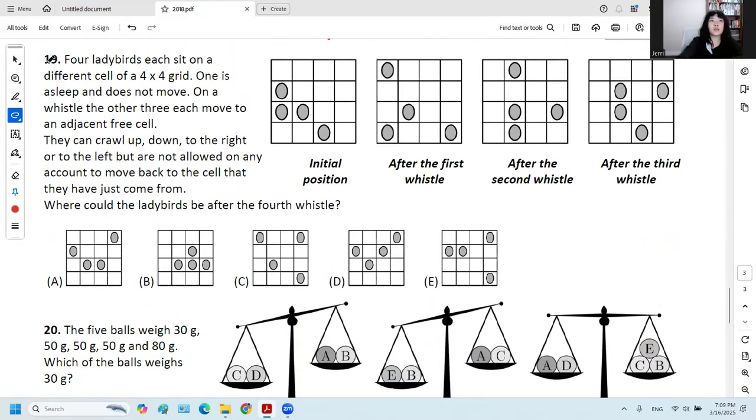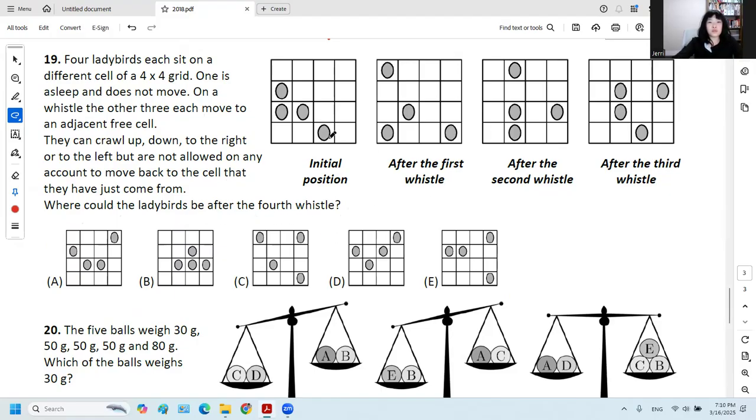Question number 19. 4 ladybirds sit on a different cell of a 4 times 4 grid. One is asleep and does not move. On a whistle, the other 3 each move to an adjacent free cell. They can crawl up, down, to the right, or to the left, but are not allowed on any account to move back to the cell that they have just come from. Where could the ladybirds be after the 4th whistle?